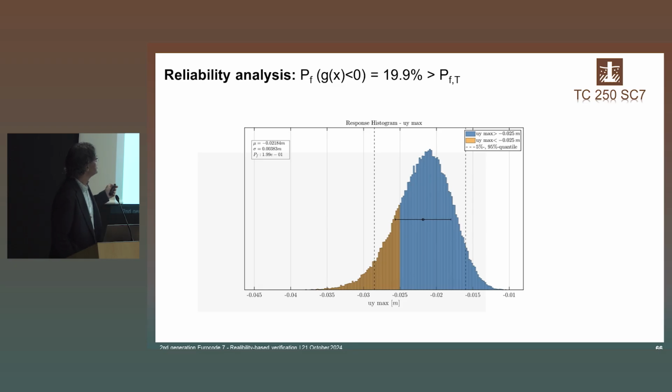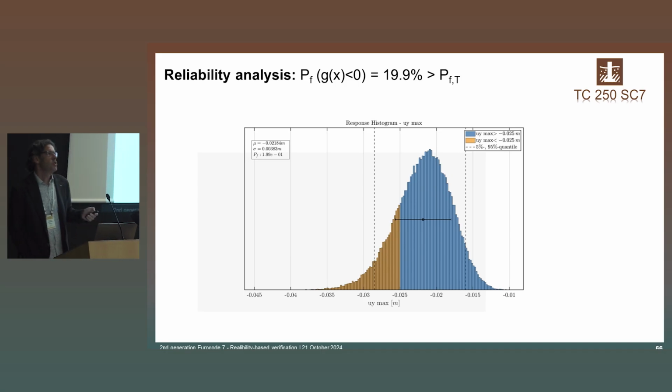Now, reliability analysis. What is the probability that my settlement of the silo is greater than 25 millimeters? Well, you can see here it's about 20%. So with my choices of probabilistic variables and my choice of distributions, I have 20% of exceeding the threshold. So I go back to my client and I tell him that. Now what? Is it okay for him? Well, according to my target probability of failure, which we set together to be 5%, no, it's not okay.